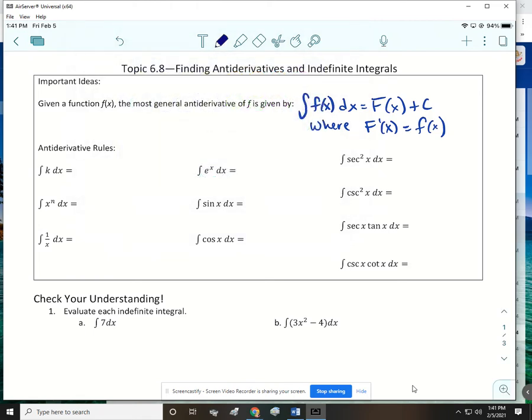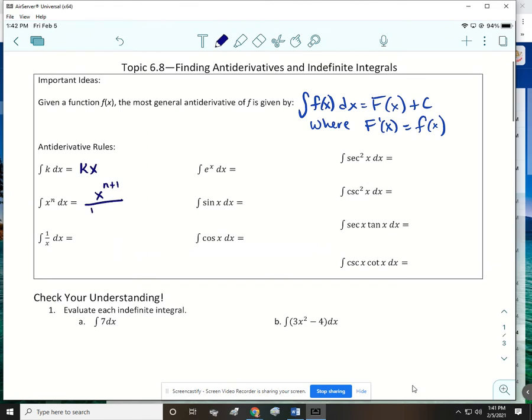So if we take the derivative of that capital F of x, we get the integrand. All right, so we have a lot of antiderivative rules here, and there's even more that we're going to learn. But if we have the antiderivative or the indefinite integral of k dx, just a constant dx, you end up basically multiplying by an x. Because if you're trying to figure out what has a derivative of 2, that's going to be 2x.